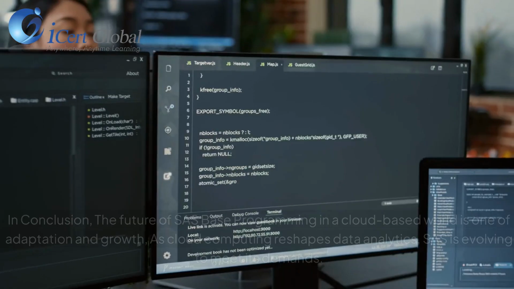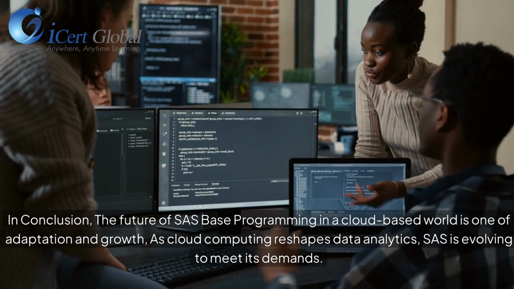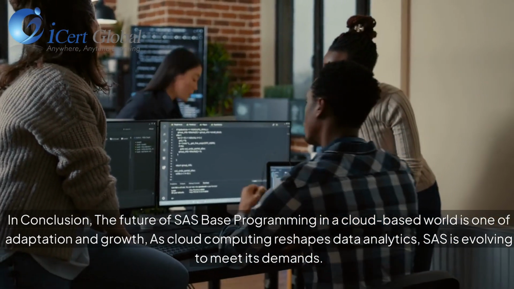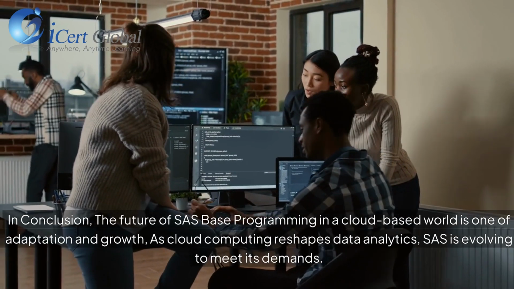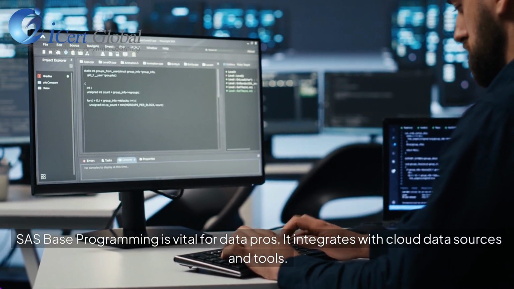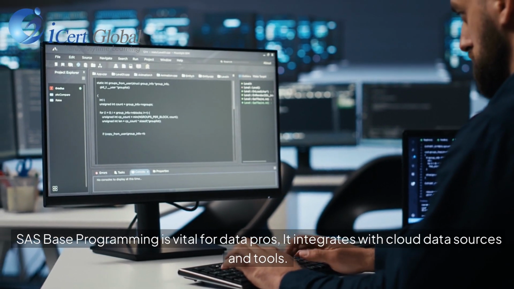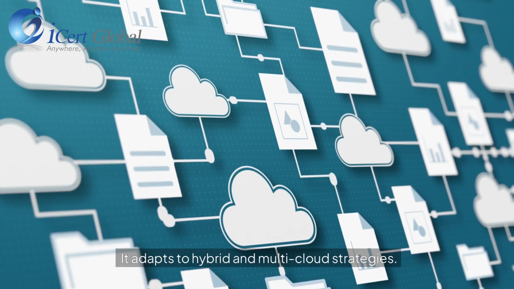Conclusion. In conclusion, the future of SAS-based programming in a cloud-based world is one of adaptation and growth. As cloud computing reshapes data analytics, SAS is evolving to meet its demands. SAS-based programming is vital for data pros. It integrates with cloud data sources and tools. It adapts to hybrid and multi-cloud strategies.